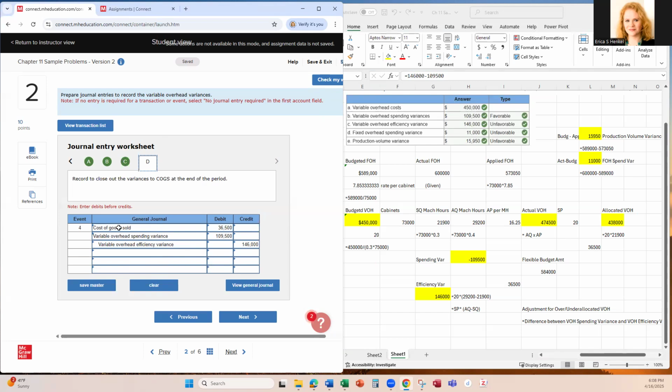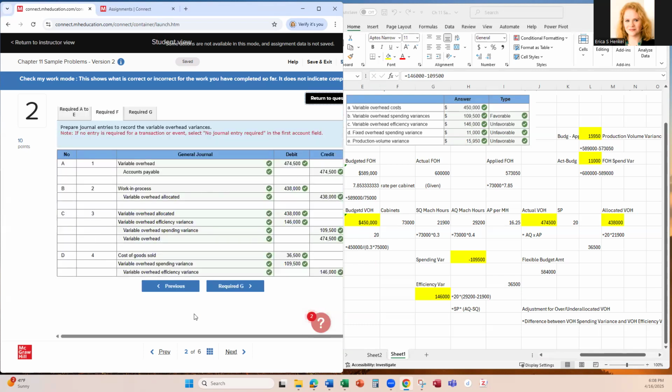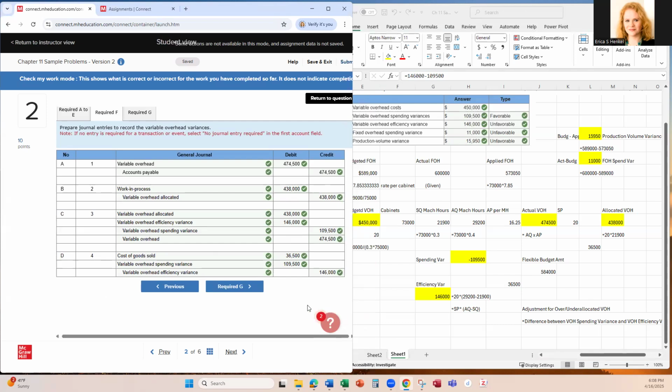So it is possible you could be making a credit entry to cost of goods sold, depending on what numbers you have in these two accounts. So it's not always a debit to cost of goods sold. I just wanted to call that out. All right, so that is it then for those entries. And when you're done, it should look something like this. All right, so that is it for the journal entries.